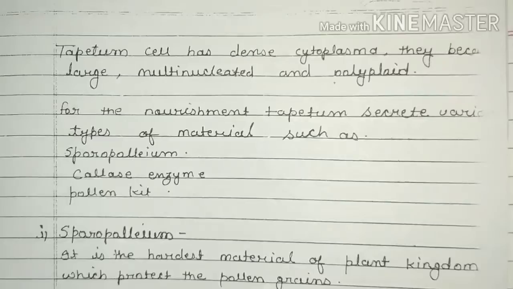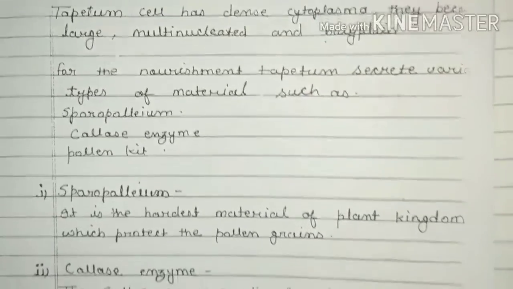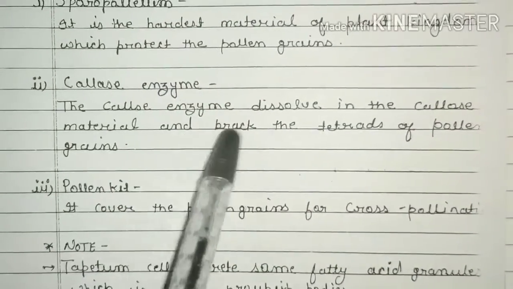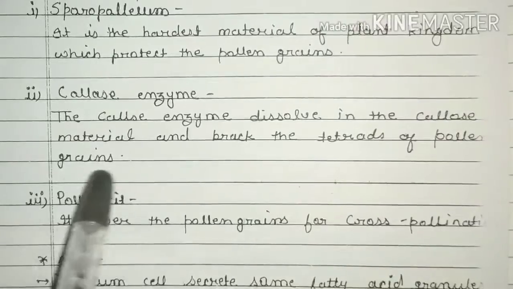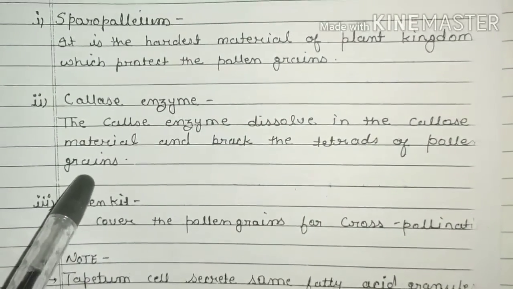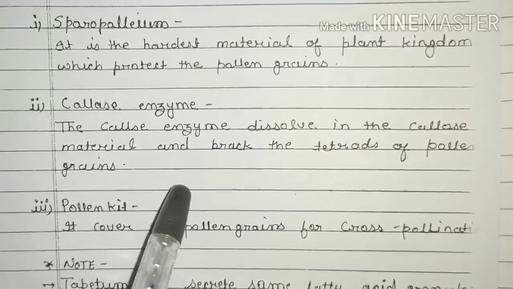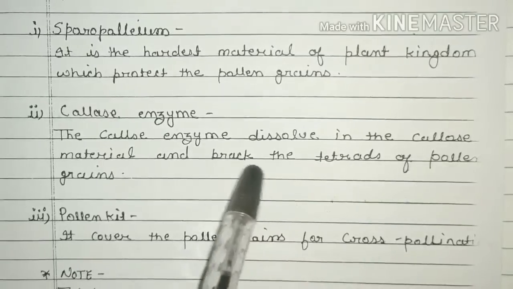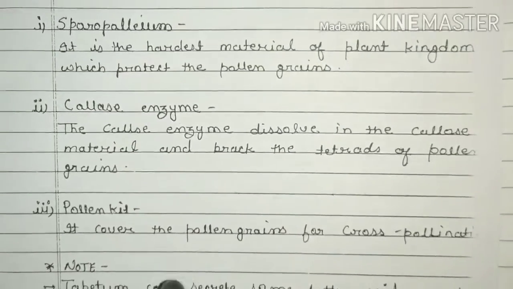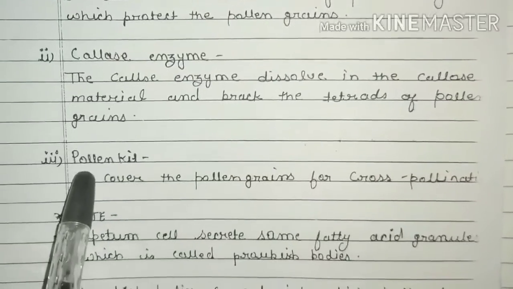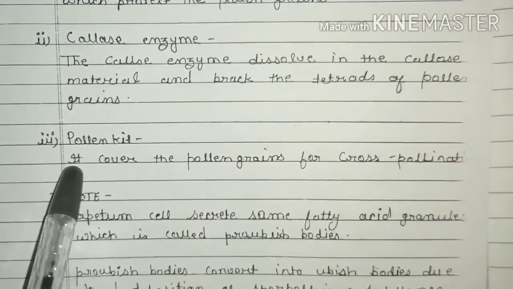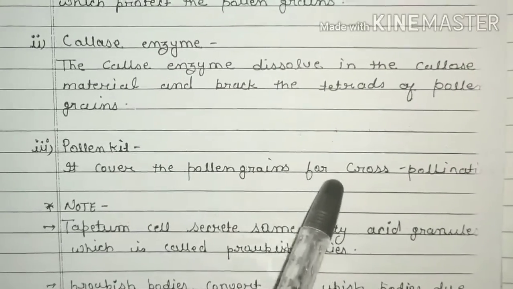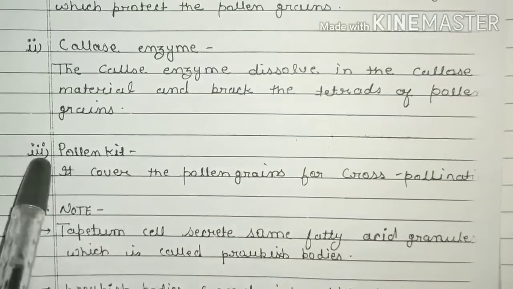Second, callase enzyme. The callase enzyme dissolves the callose material and breaks the tetrad stage of pollen grains, and as a result the pollen grains of the tetrad separate from each other. Third, pollen kit. Pollen kit covers the pollen grains or microspores for cross pollination, and it is a sticky substance.